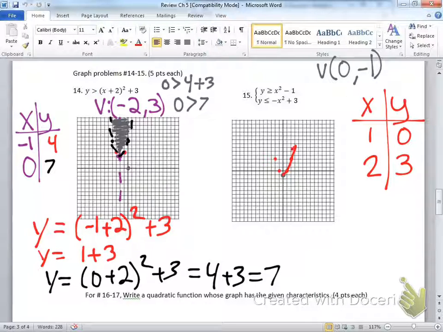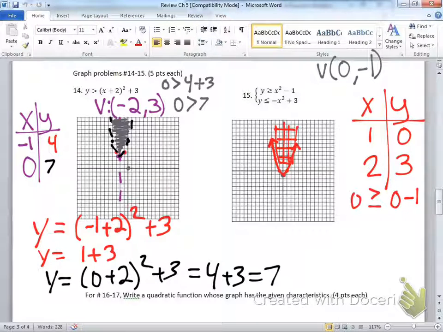So this is going to be solid. And I'm going to test 0, 0. So 0 is greater than or equal to 0 minus 1. That's true, so I'm going to lightly shade on the inside of that parabola. All right, I'm going to quickly do the other one.